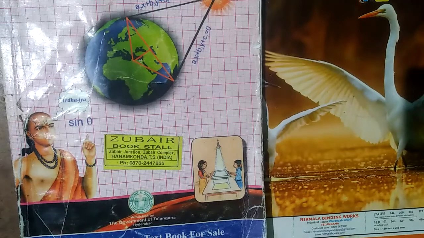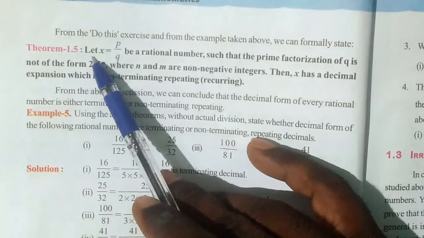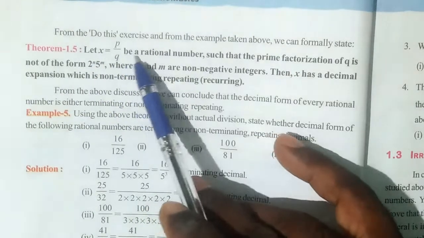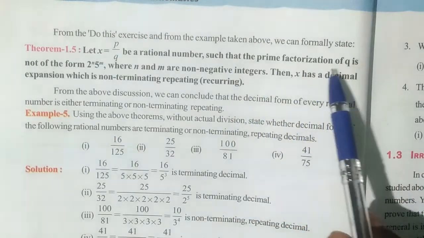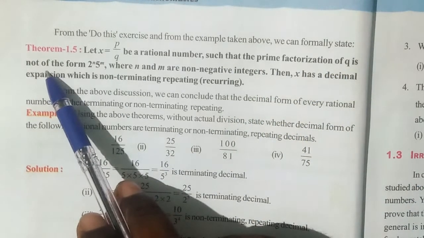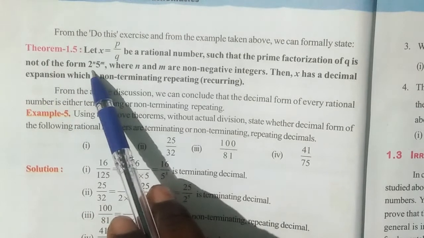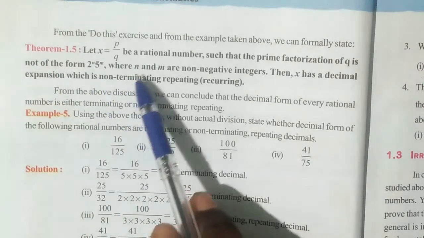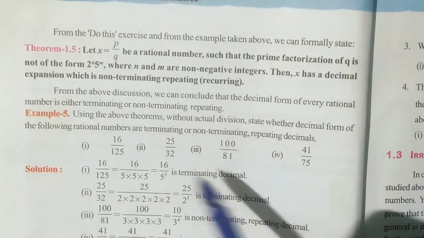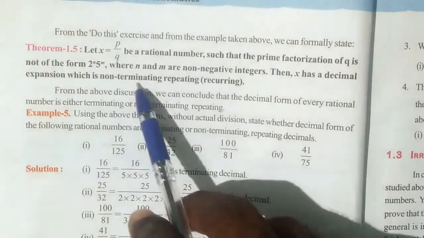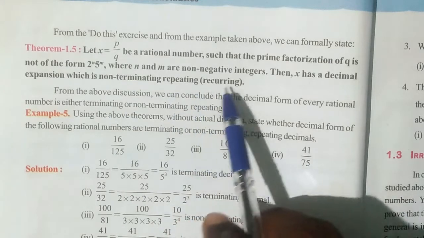Let's go to the topic. Theorem 1.5. Let x equal to p by q be a rational number such that the prime factorization of q is not of the form 2 to the power of n, 5 to the power of m, where n and m are non-negative integers. Then x has a decimal expansion which is non-terminating repeating.